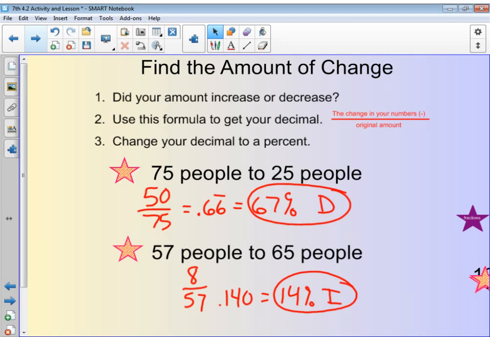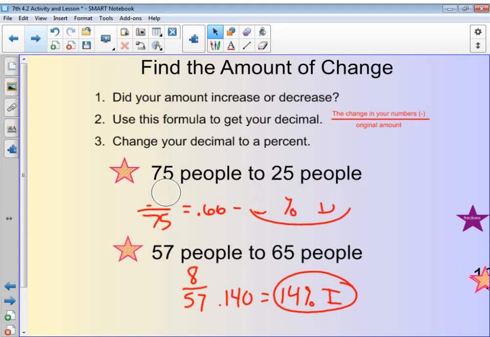A common mistake is kids will write 0.6 repeating, and then when they change it to the percentage, they think they can put a 0 in that back spot and it would become 60%. Huge difference between 60% and 67%. Okay, and then on the second one, you should have ended up with a 14% increase.